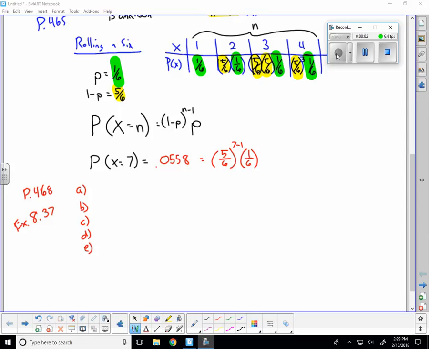All right, so we calculated that the probability that it would take 7 rolls to get a 6 was 0.0558, using 5/6 as the 1 minus p, n minus 1 would be 7 minus 1, and 1/6 for p. And now we're looking at example 8.37 on page 468.